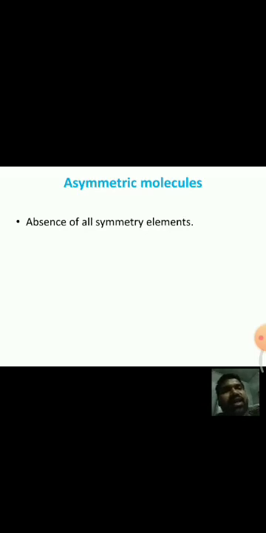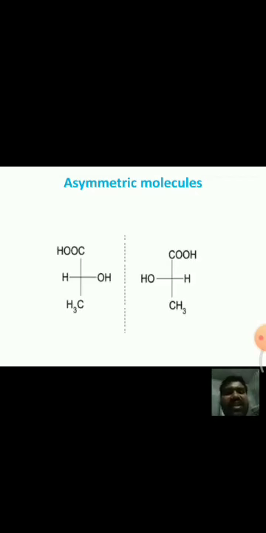Next, coming to asymmetric molecules, unlike dissymmetric, in asymmetric molecules all symmetry elements are absent, along with the axis of symmetry also. That means axis of symmetry, plane of symmetry, center of symmetry, and alternating axis of symmetry are absent in these asymmetric molecules. These asymmetric molecules are also optically active. For example, this lactic acid, which is an asymmetric molecule, has absence of all symmetry elements.